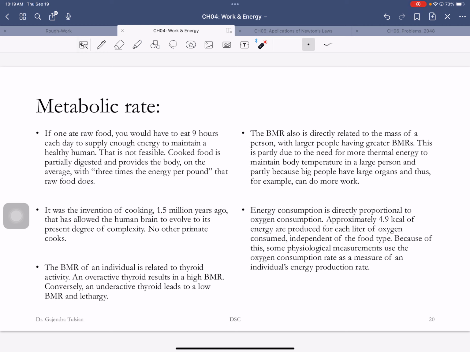Here's an interesting fact. If one ate raw food, you would need to eat 9 hours each day to supply enough energy to maintain a healthy human. Cooked food is partially digested and provides the body on average 3 times the energy per pound. So if food was uncooked, you would have to eat 3 pounds versus 1 pound of cooked food. By cooking food, you increase its energy density.